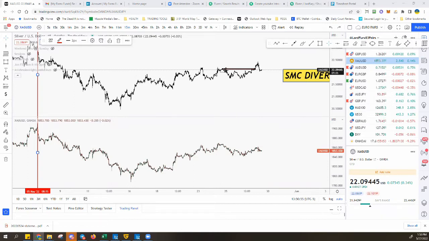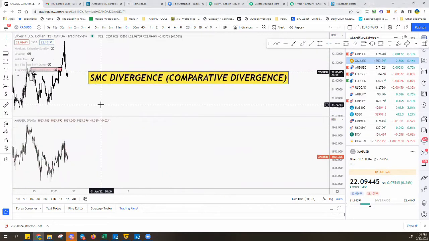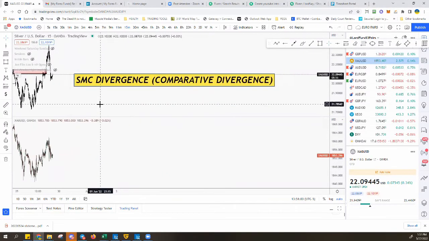Today we're going to talk about smart money concepts divergence, or what I call comparative divergence, because you're comparing two pairs. And how are you able to predict essentially the tops or bottoms? I got a lot of emails asking me to cover this, so I decided to go public with it and tell everyone how that works.